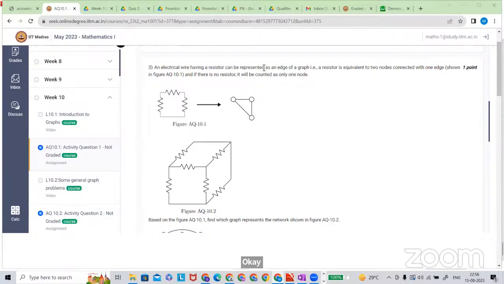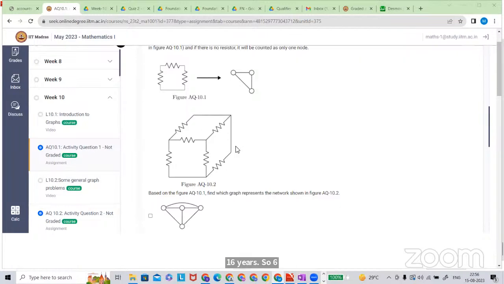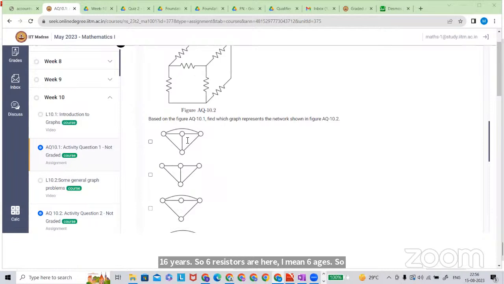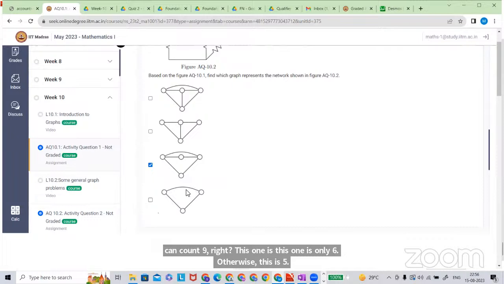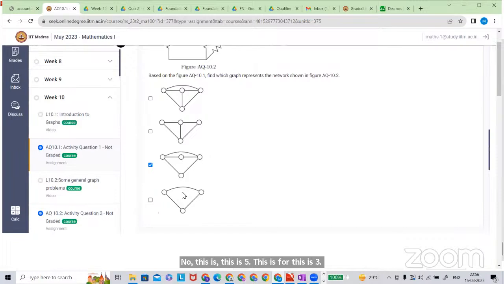Can be represented as an edge. So whatever is here, this is a resistor, and this represents an edge. How many edges will be possible? 1, 2, 3, 6 edges. There are 6 resistors here, which means 6 edges. So which graph contains 6 edges? You can count, right? This one is the only one with 6. Otherwise, this is 5, this is 4, this is 3. Right, sir. Got it.